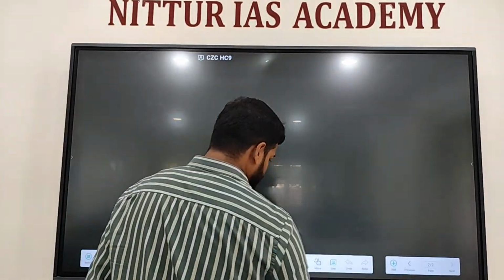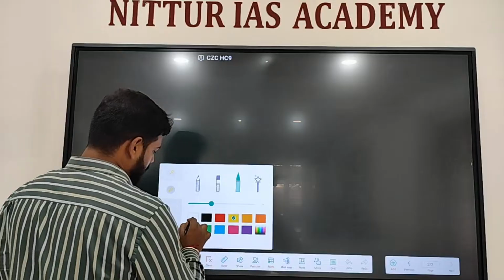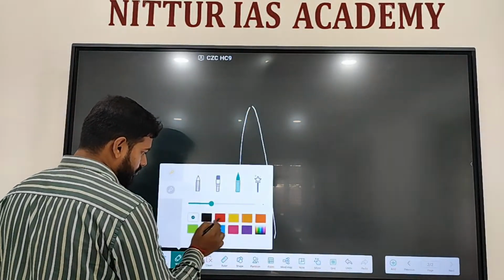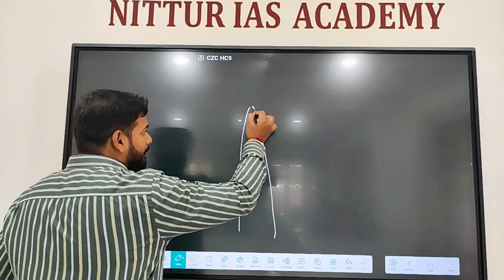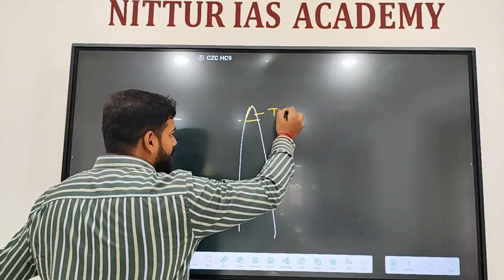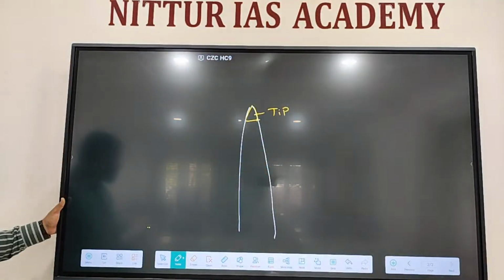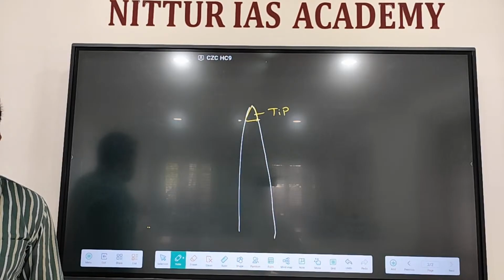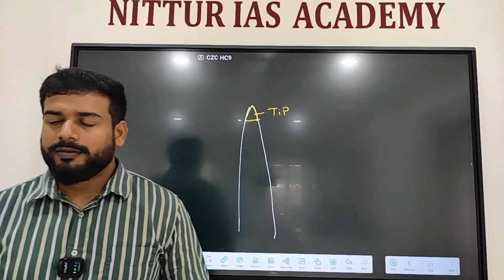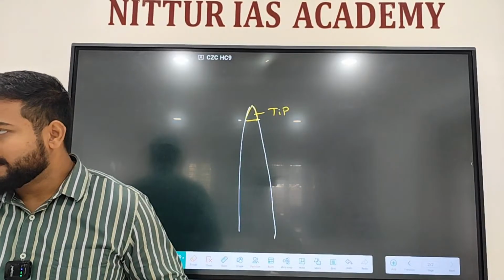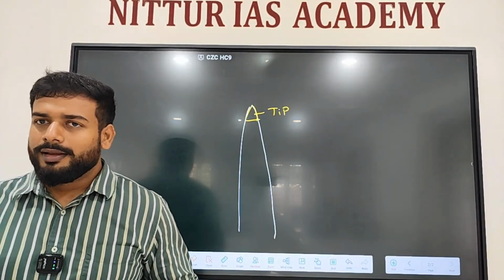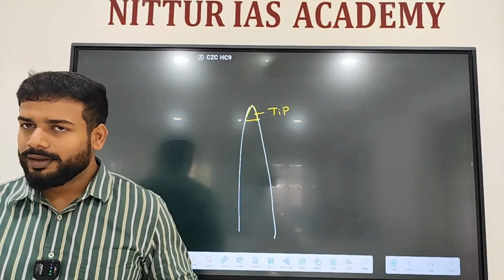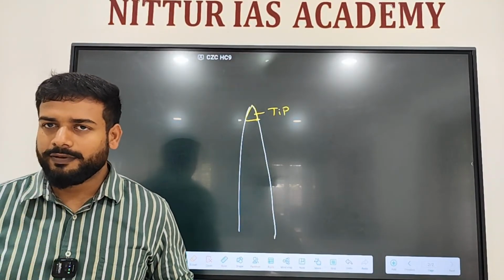Let's see. In the tip, apex means tip. Under the meristematic tissue, see, majorly we have discussed the difference between plant cells and animal cells. Plants are stationary. They will not move. Animals move and fetch their food, right?